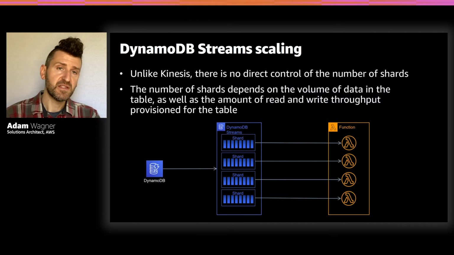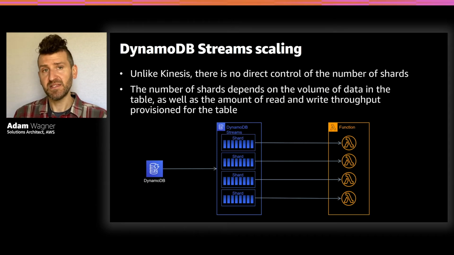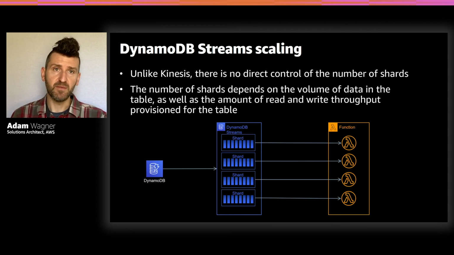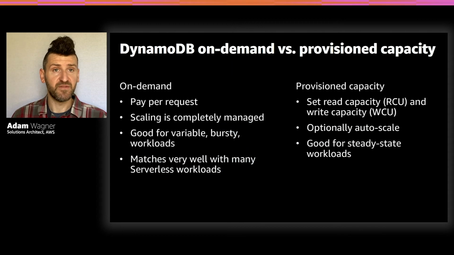So DynamoDB Stream scaling works in a similar way. DynamoDB Streams also have shards, but unlike Kinesis, you don't have direct control over the number of shards. It depends on how big your table is and how much throughput it's doing. And that brings us to the two modes that DynamoDB tables have in terms of how their capacity is managed. The first here is on-demand capacity. This is definitely what I recommend people start out with.